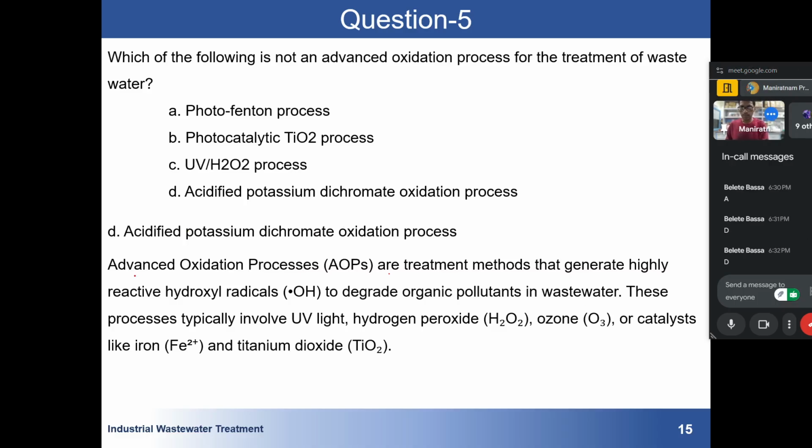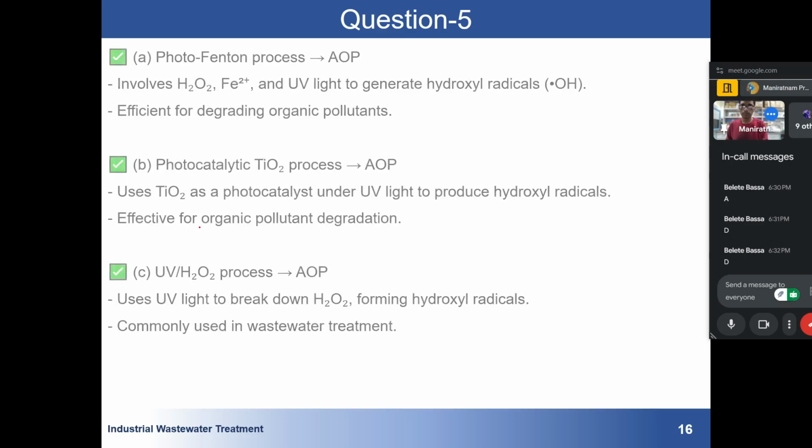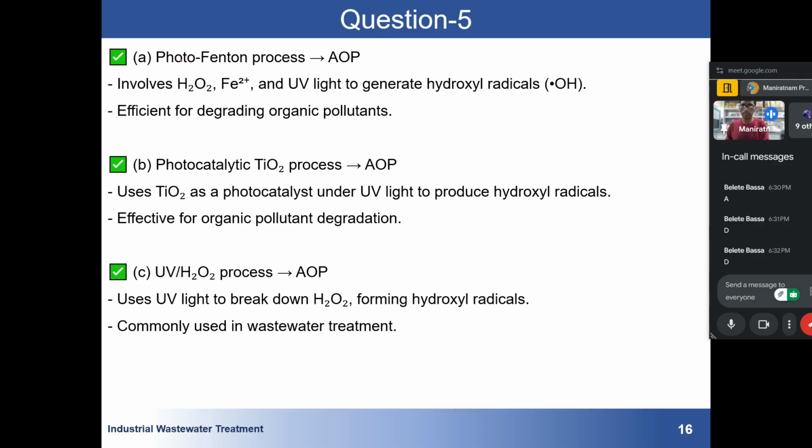Advanced oxidation processes are treatment methods that generate highly reactive oxidants to degrade organic compounds. These typically involve UV, hydrogen peroxide, ozone, or catalysts such as titanium oxide. Here, in the photo process, H2O2 is involved to generate radicals, which is efficient for degrading organic matter. Again, titanium oxide is also highly oxidizing in nature, and it is used.